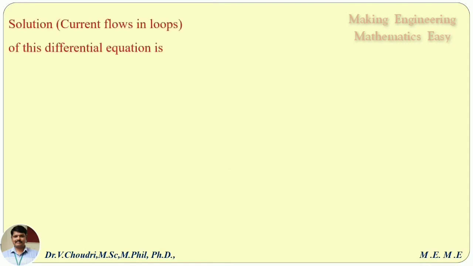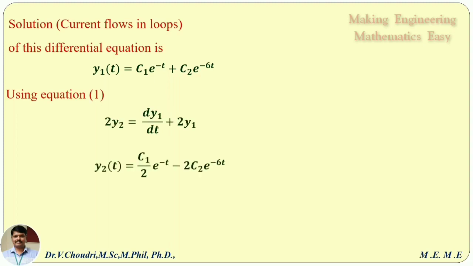Therefore, the solution of this differential equation is y1 of t equal to c1 e power minus t plus c2 e power minus 6t, since the roots are real and distinct. Using equation number 1, we may find y2. Therefore, y2 of t equal to c1 by 2 into e power minus t minus 2 c2 e power minus 6t.